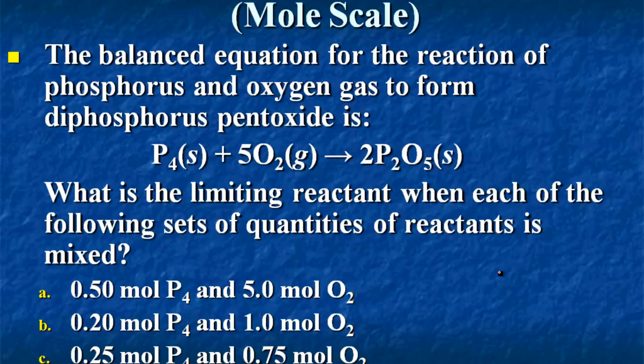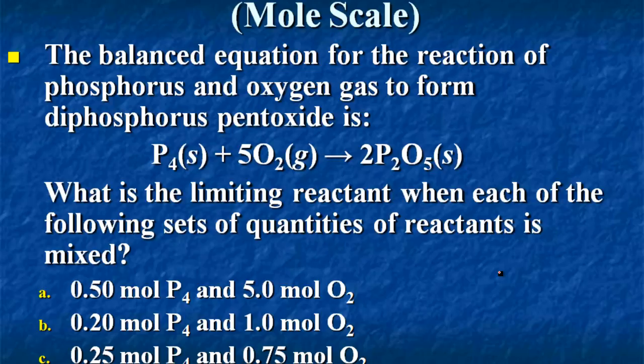So if you say this in words, you can say 1 mole of P4 reacts with 5 moles of oxygen and 2 moles of diphosphorus pentoxide is formed. Right? That's what the balanced equation says. Okay. Now, there are 3 cases given here. We have to calculate what is the limiting reactant in each of the cases. So the first case is 0.5 mole of P4 and 5 mole of O2.